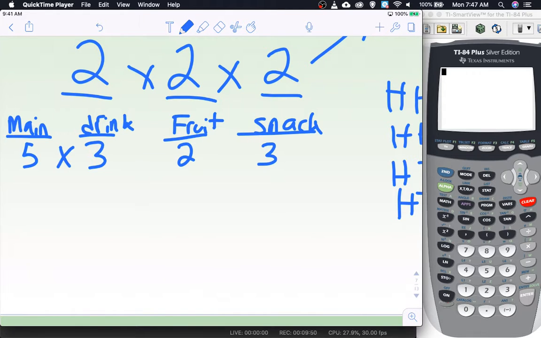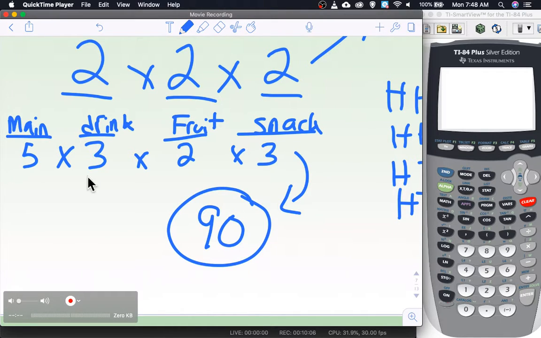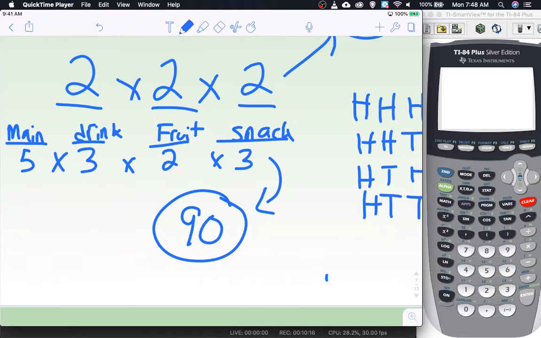Well, if you multiplied each of these together, that would give you the total possible lunches you could get. And it looks like that's going to be 90. 5 times 3 is 15, times 2 is 30, 30 times 3 is 90 possible lunches just from those 5 main meals, those 3 drinks, those 2 fruits, and those 3 snacks in different combinations. Okay? So, just another side problem.